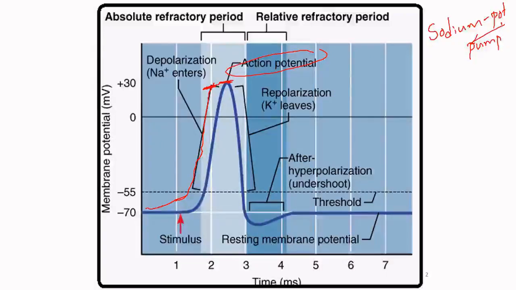Here, look, the threshold is a minimum of -55 millivolts. Only if the potential goes above this threshold will you get an action potential. So what it means is the movement of these ions should at least produce -55 millivolts so that it crosses this threshold, so that an action potential can be created. Otherwise it won't be created.